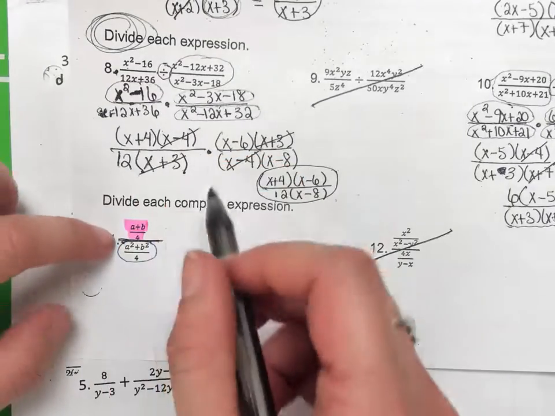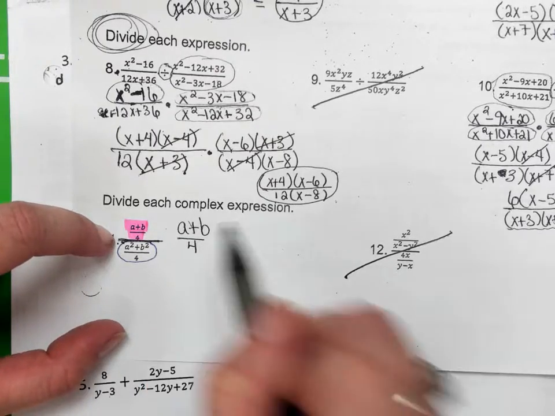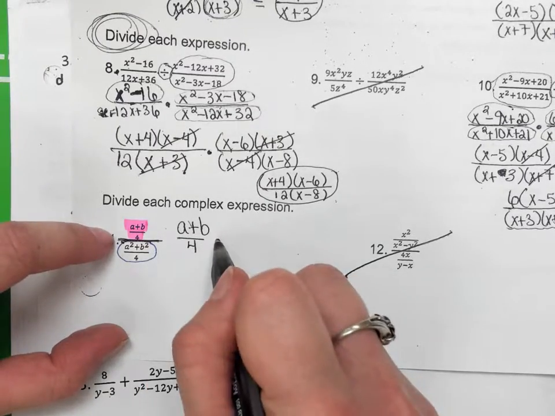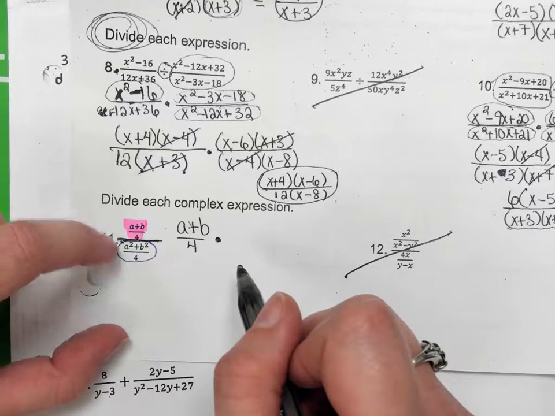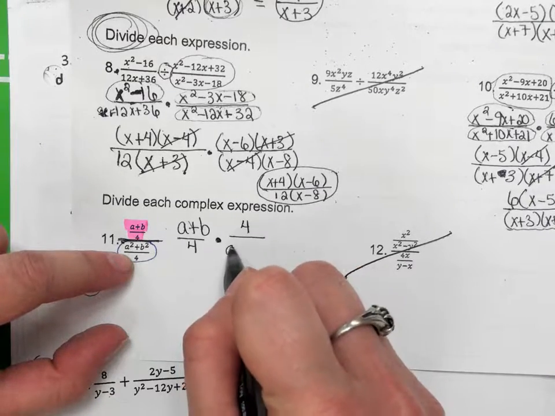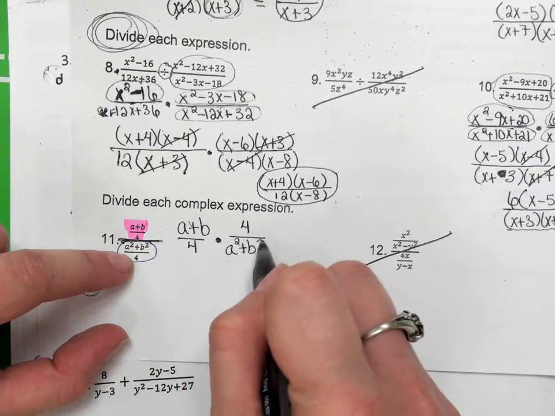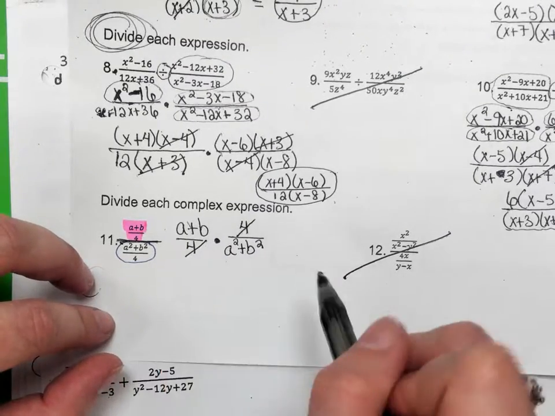So here we go. We're going to keep the first fraction, a plus b over 4. We're going to change that big division bar to multiplication, and we're going to flip that bottom fraction. The only thing that cancels are the 4s.